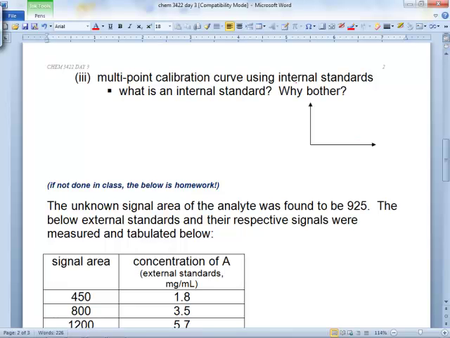Okay, here's one: internal standards. We were talking about external standards, now we're talking about internal standards. Ashley, what's this internal standard stuff? What was it? Anybody know?